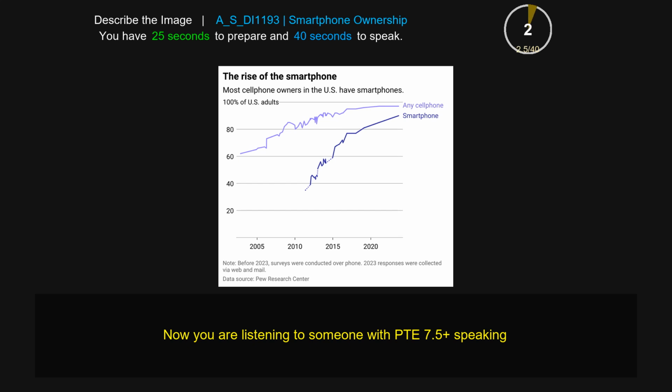The rise of the smartphone is the main topic of the given line graph. The data has been shown in percentage. On the left side of the line graph, percentage is shown, whereas on the bottom side, the years are highlighted. Any cell phone and smartphone are also highlighted. In case of smartphone, the year 2020 is highest at about 90%, whereas the year 2010 is lowest at about 40%. The line graph is shown in various colors such as blue and white. Overall, the line graph is about the rise of the smartphone.